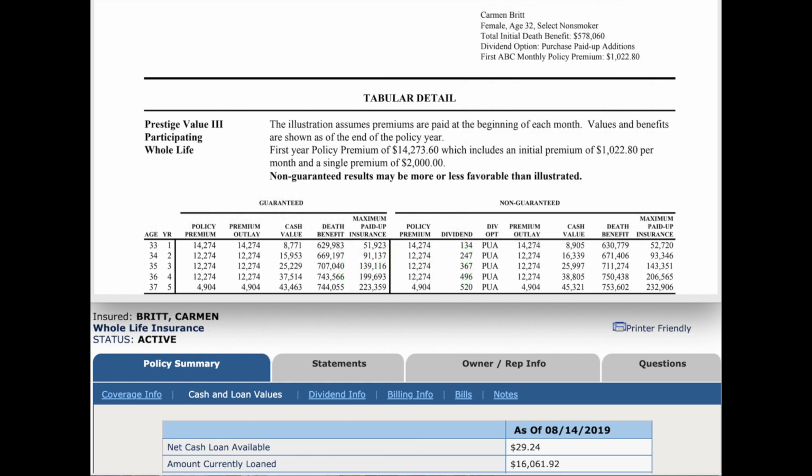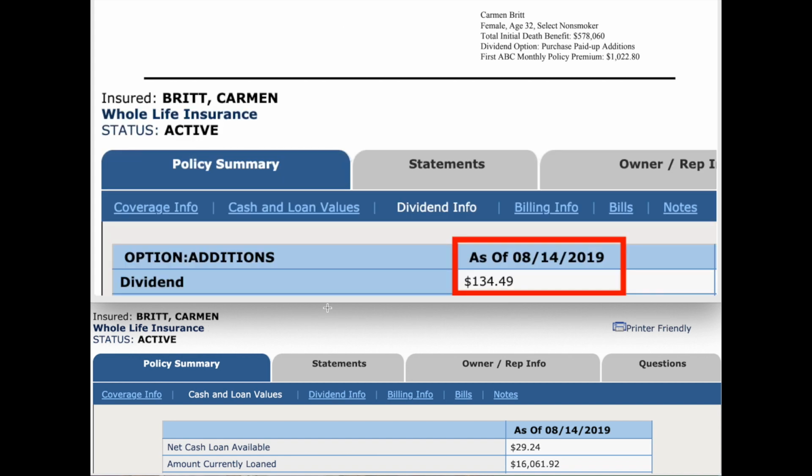It's important for us to share this information because of two things. The first thing is I've taken 2 loans out of this policy to the tune of $16,061. And now when I marry these numbers to the actual illustration that I was provided on the guaranteed and non-guaranteed side, you're able to see that the dividend was in fact paid out, and the numbers are super, super close to the illustration that was first provided to me. One point that I want to make is in year 1, my dividend was $134. The dividends are always paid on the anniversary. So at the end of year 1, I was paid $134.